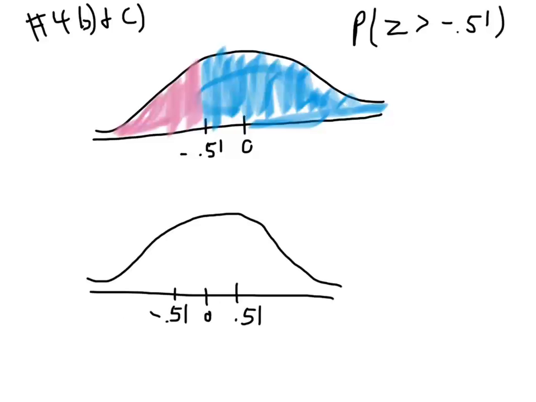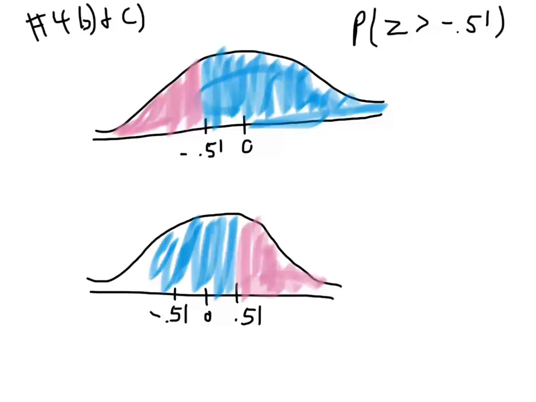But we know by symmetry that the area to the left of negative 0.51 is equal to the area to the right of positive 0.51, and also the area to the right of negative 0.51 is equal to the area to the left of positive 0.51. Alright, so this blue area is the same size as that blue area. This pink area is the same size as that pink area. So now we can use our table to look up the CDF of positive 0.51, and you find that that's equal to 0.6950. So we know that the complement to that is 0.3050.